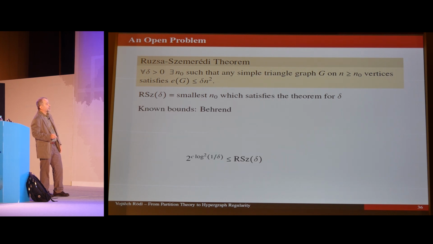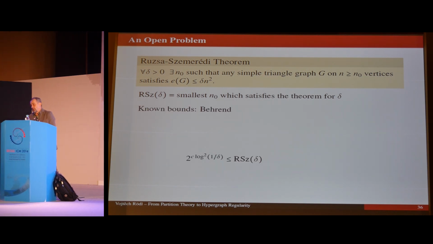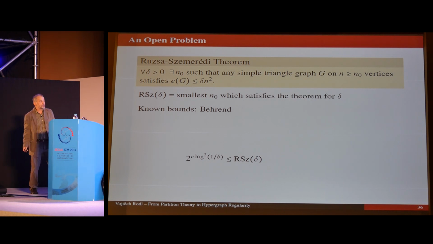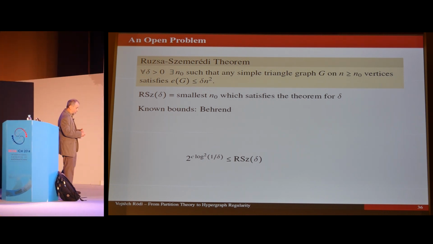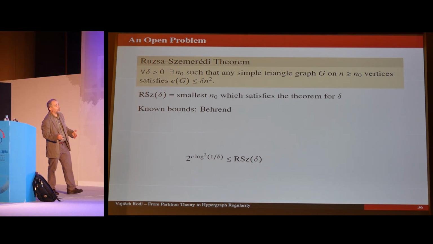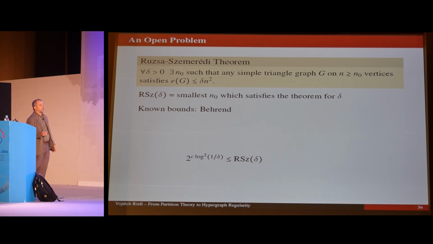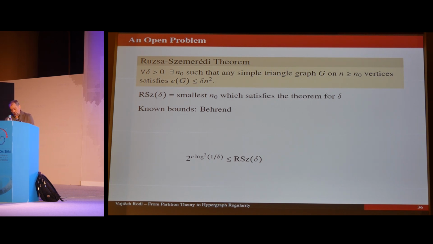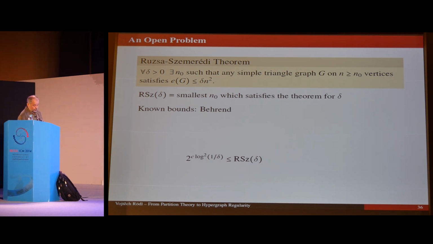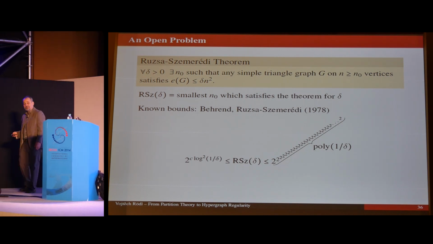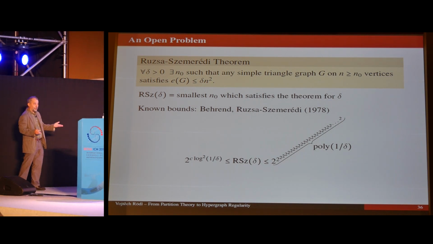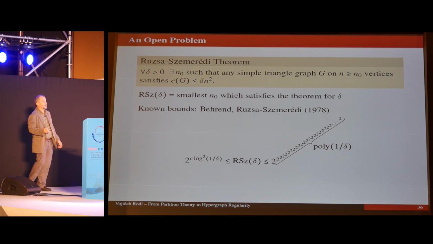So what do we know about it? The lower bound for this function follows from the construction of Behrend. So one can take the construction of Behrend and construct a lower bound which is of this form. But the upper bound, which follows from the proof I just gave you, is not quite close. It is this big. So the gaps are pretty large, a polynomially large tower.